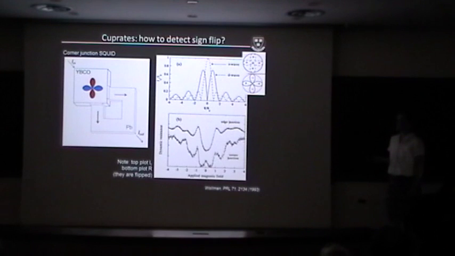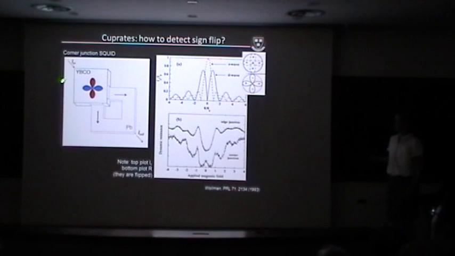So in order to learn about the phase of the order parameter in the cuprates, an experiment was done in 1993 with a corner junction SQUID, where YBCO, a single crystal of YBCO, was aligned with a lead ring such that electrons tumbling out along this arm of the lead ring would have one phase if this were a D-wave order parameter, whereas pairs tumbling out of this arm of the lead ring would have the opposite phase. And so if a current is flowed this way, then the pairs tumbling this way and the pairs tumbling this way, when they meet up, are going to interfere.